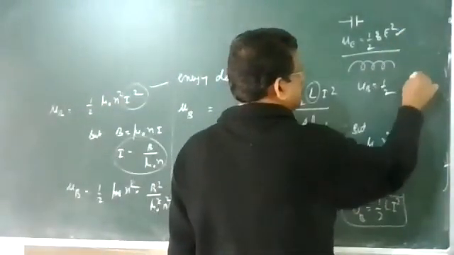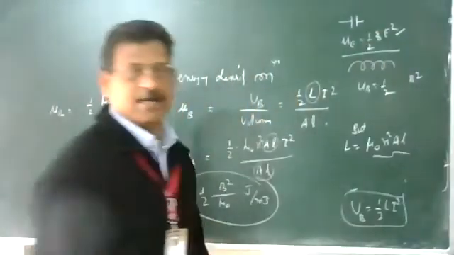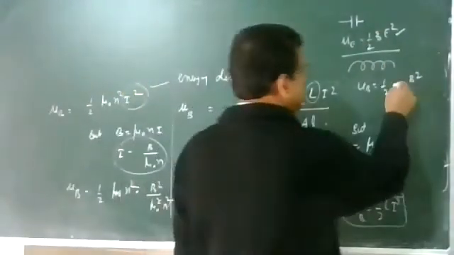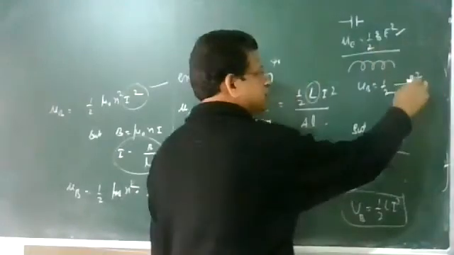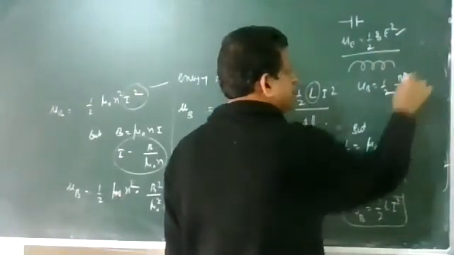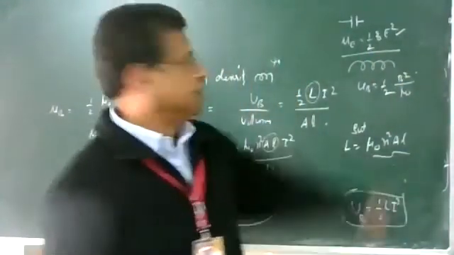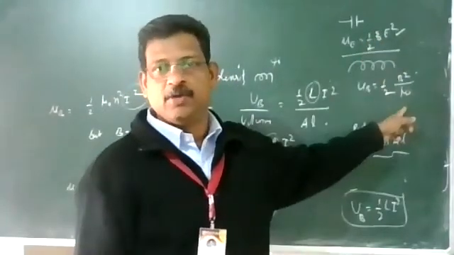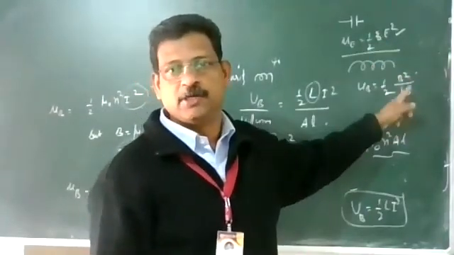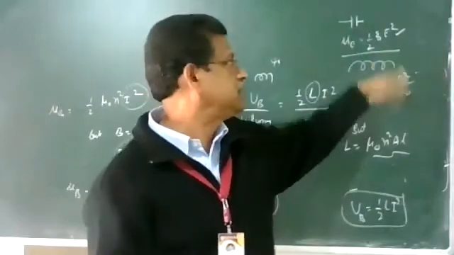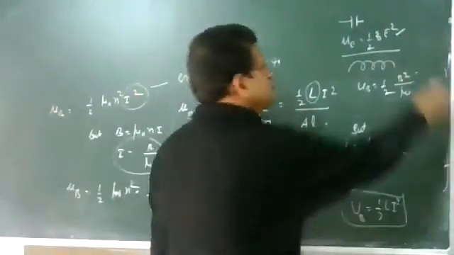Instead of B square epsilon zero in the numerator, mu naught will come below it. So this is the value B square divided by mu naught. If mu naught is up, epsilon zero is up, then mu naught is down. Both are measured in per meter.